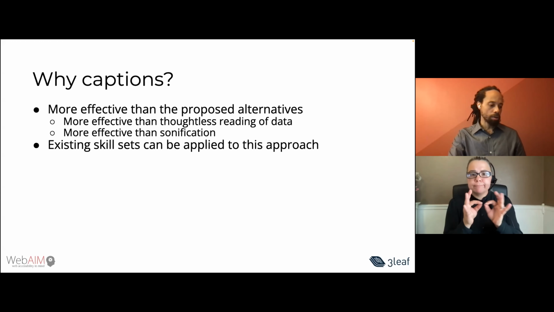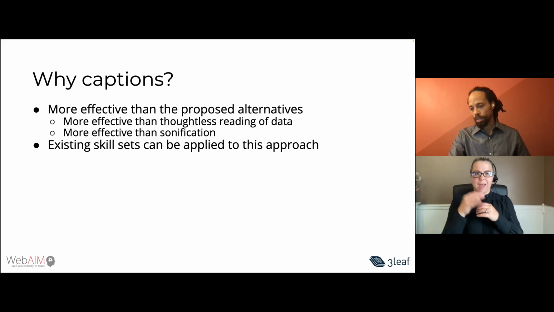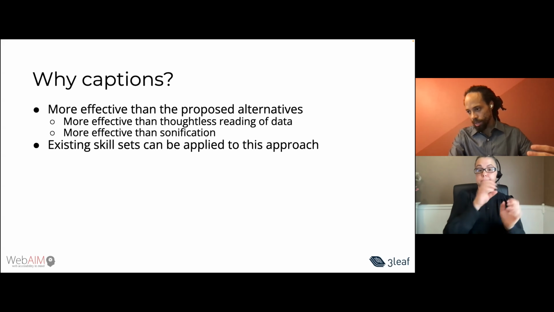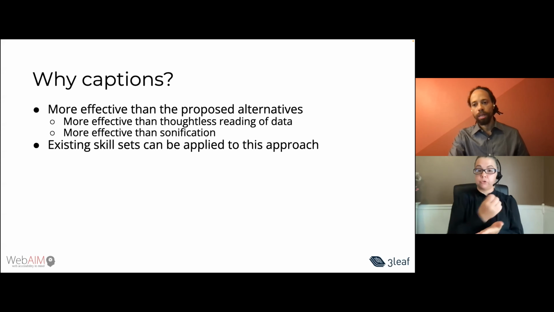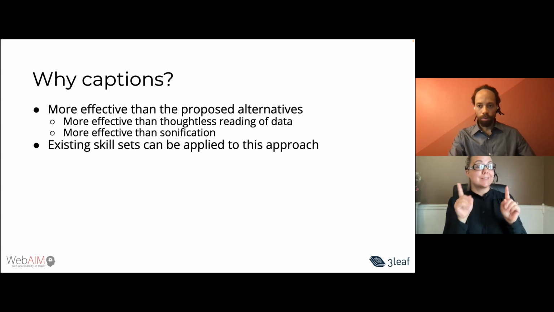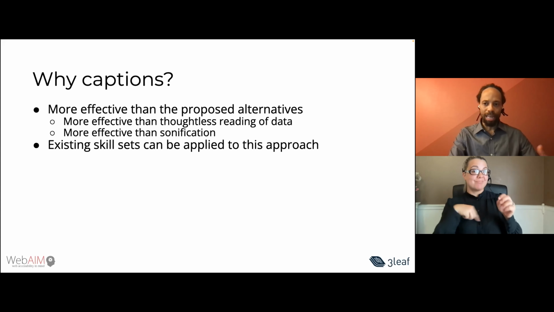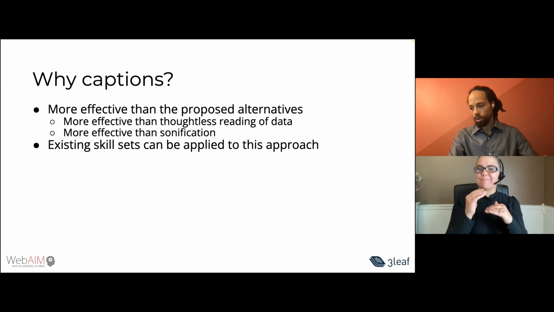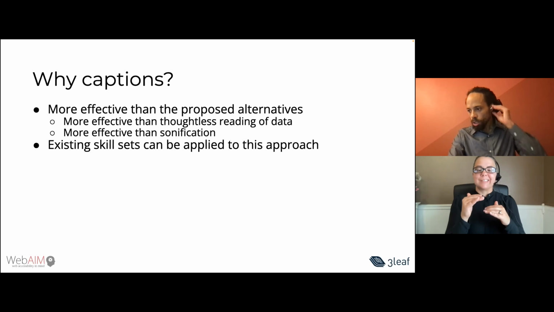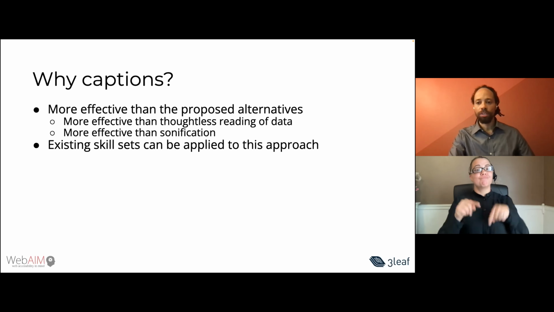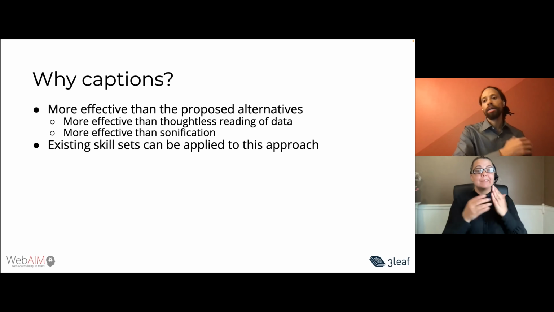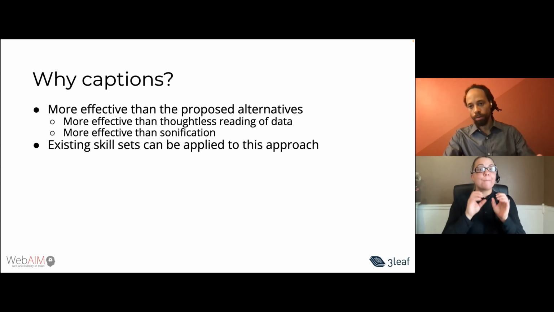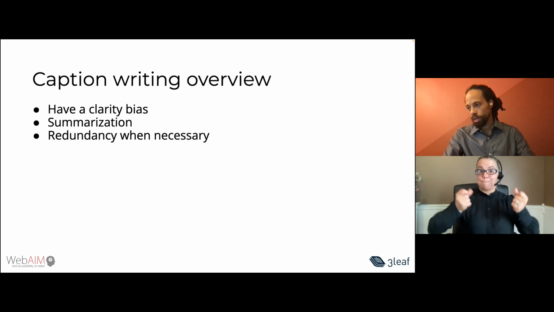And so why are we talking about the captions here as the solution? Well, one, it's very, very achievable. It's right around the corner, but it's also more effective than many of the proposed alternatives for the reasons that we've stated. Sonification and tactile graphics lack scalability and lack universal standards. So, captions, and we have existing skill sets around today that we could immediately hire for or exercise in order to make effective captions.